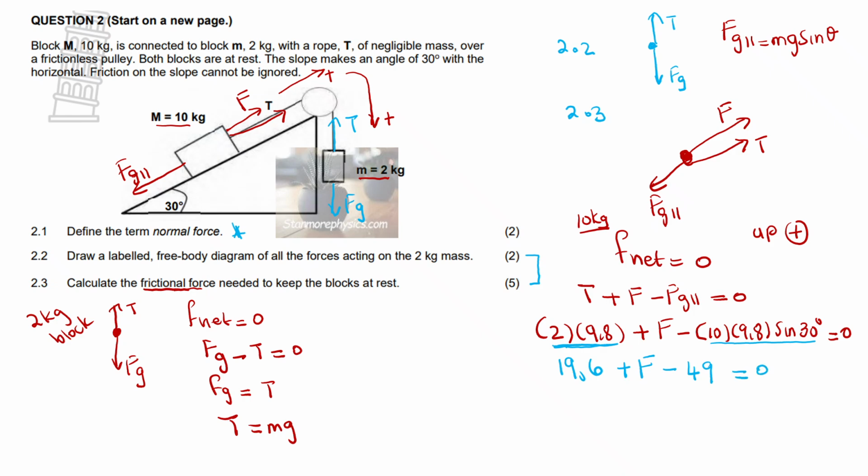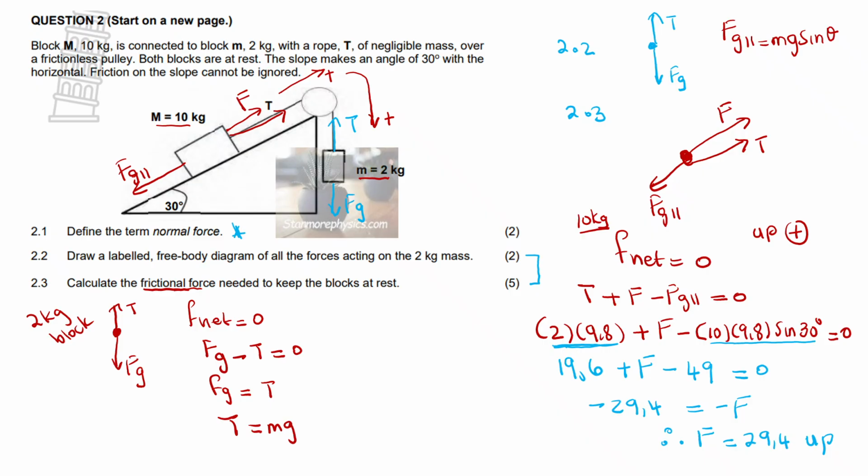Now I'll move the F to the other side to be negative F. It's equal to 19.6 minus 49. Let me quickly put that on my calculator. 19.6 minus 49 is negative 29.4. So this is negative 29.4. Divide both sides by negative. What is the frictional force? The frictional force is positive 29.4. Since it's positive, this tells you that the frictional force is going up the slope.